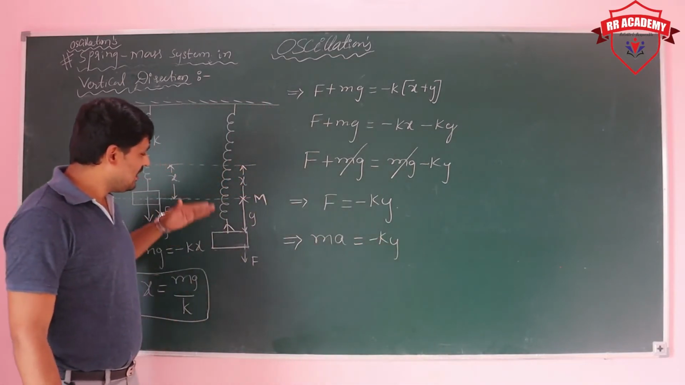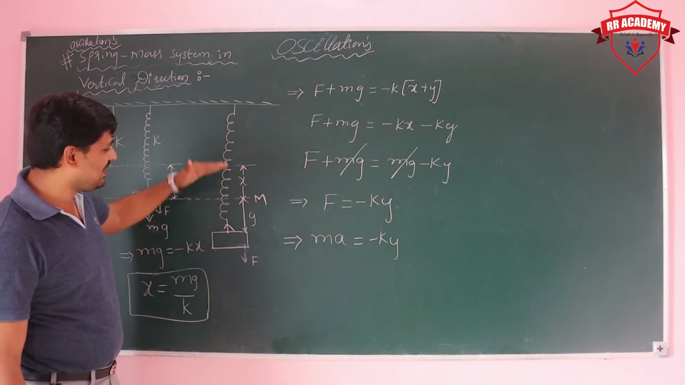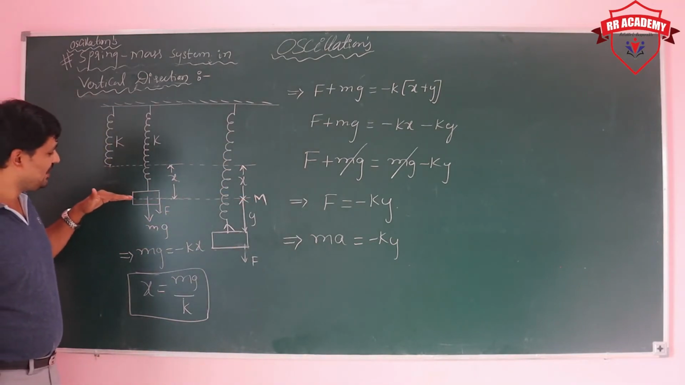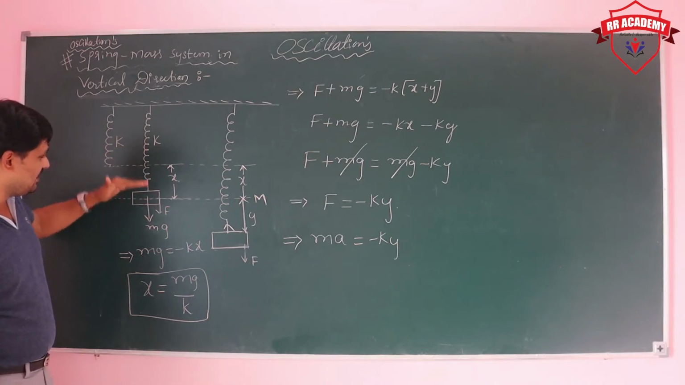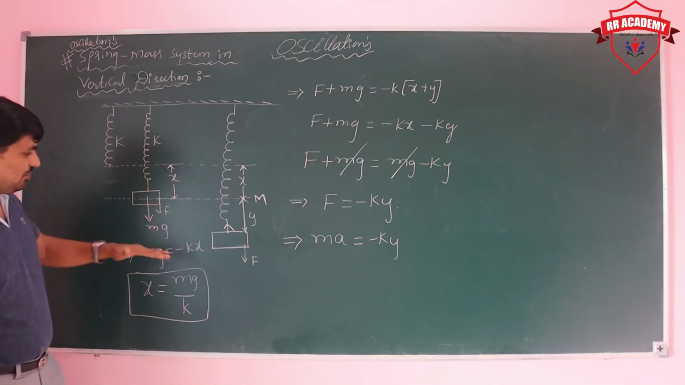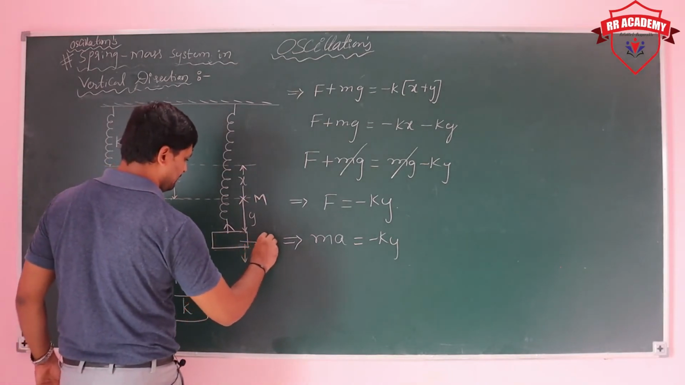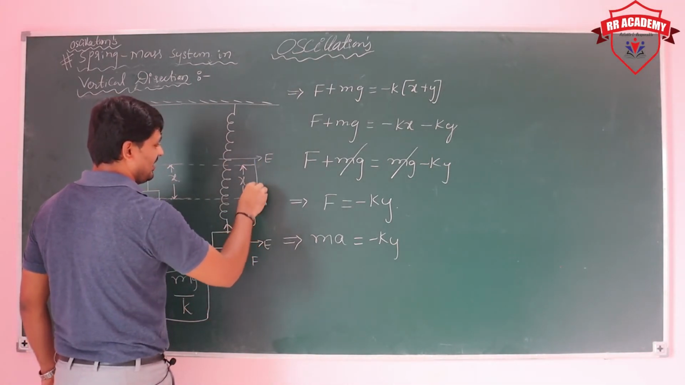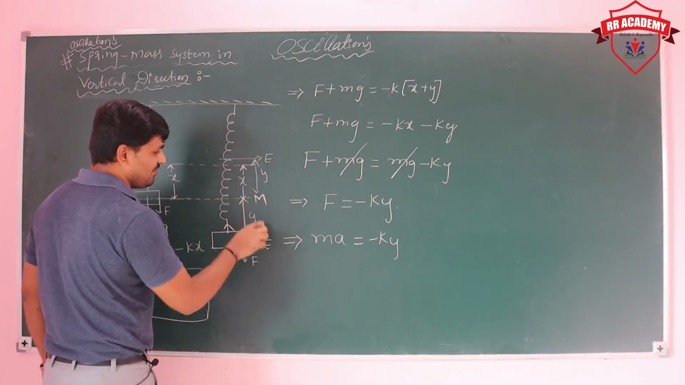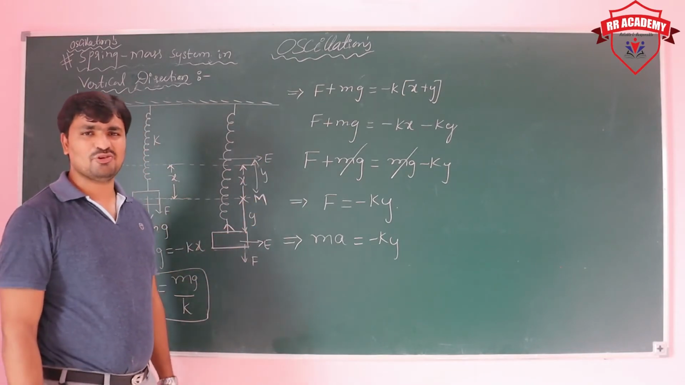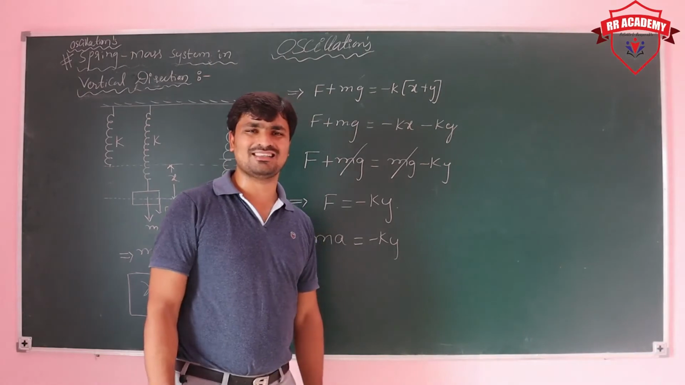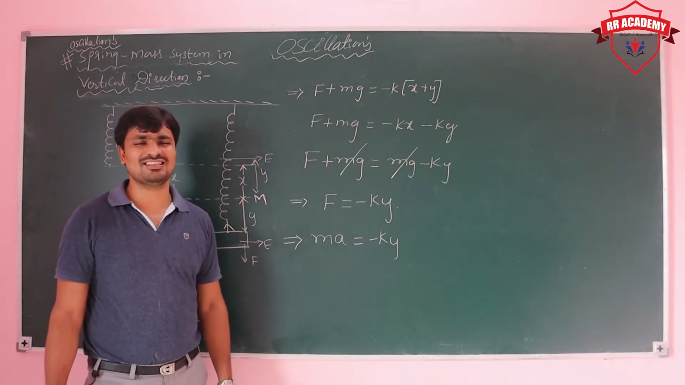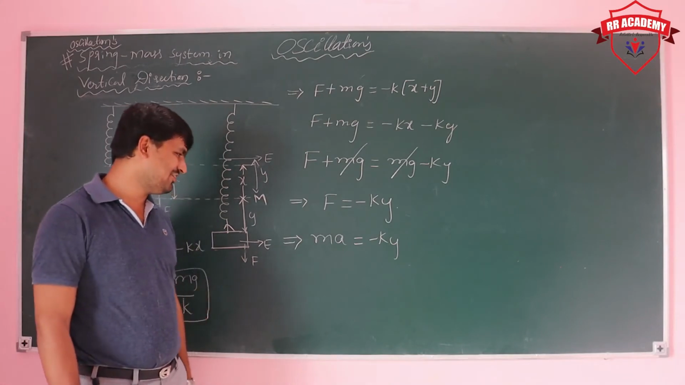This means the spring or the mass is making oscillations about this mean position, up and down. This is one extreme position, and this is another extreme position somewhere else, with y displacement in between. At the extreme positions, acceleration is maximum and velocity is 0. At the mean position, velocity is maximum and acceleration is 0, right?